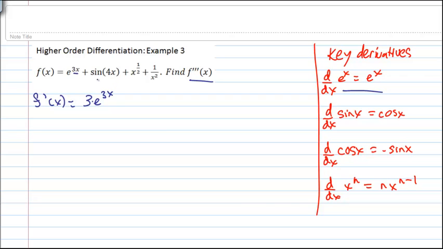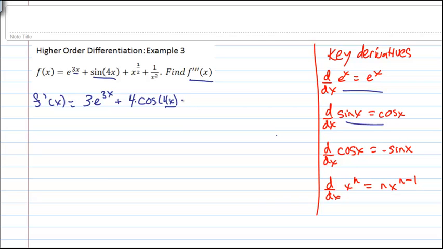Now for the second term, I have sine of 4x. The derivative of sine of anything will just be cos of that angle. So what I have here is plus cos of 4x. But I have to be careful here because again, I must apply the chain rule. Because I have this 4x here, I need to multiply this result by the derivative of that, so I will have to multiply by 4.